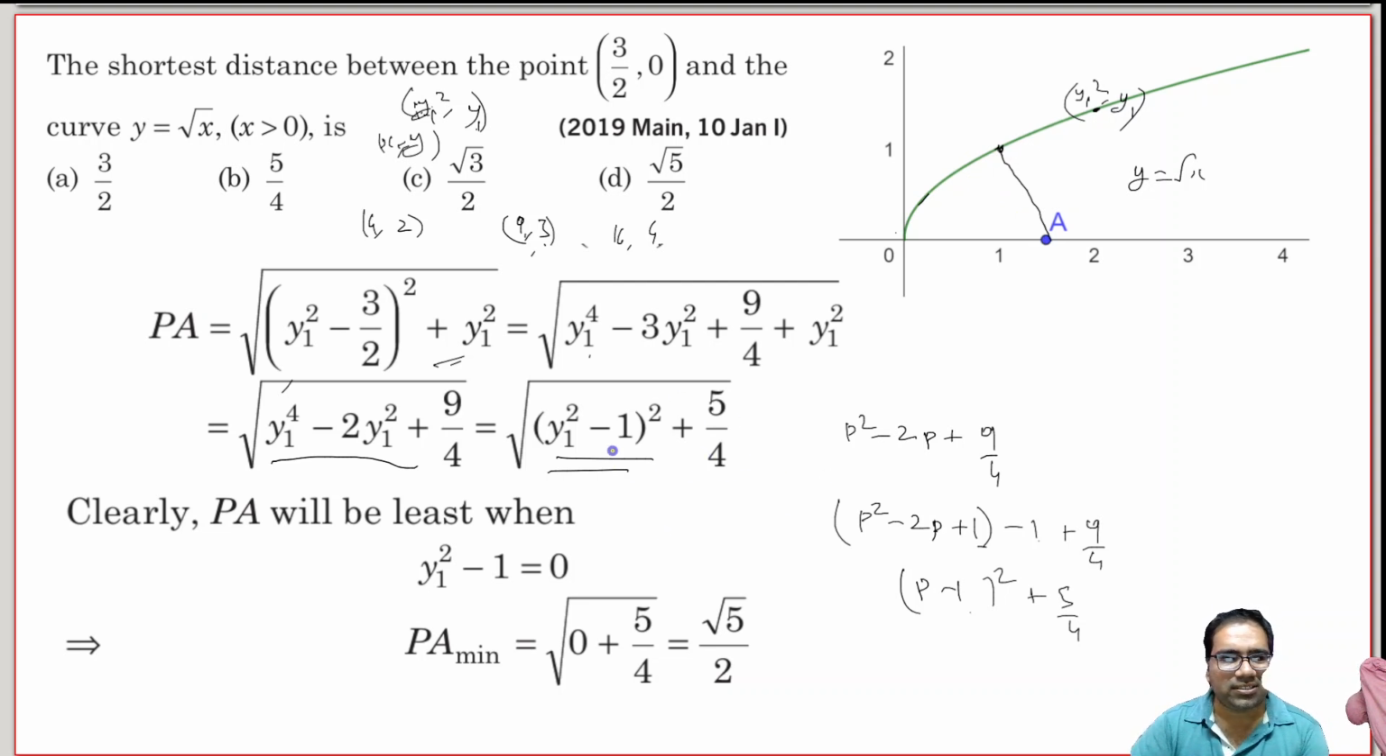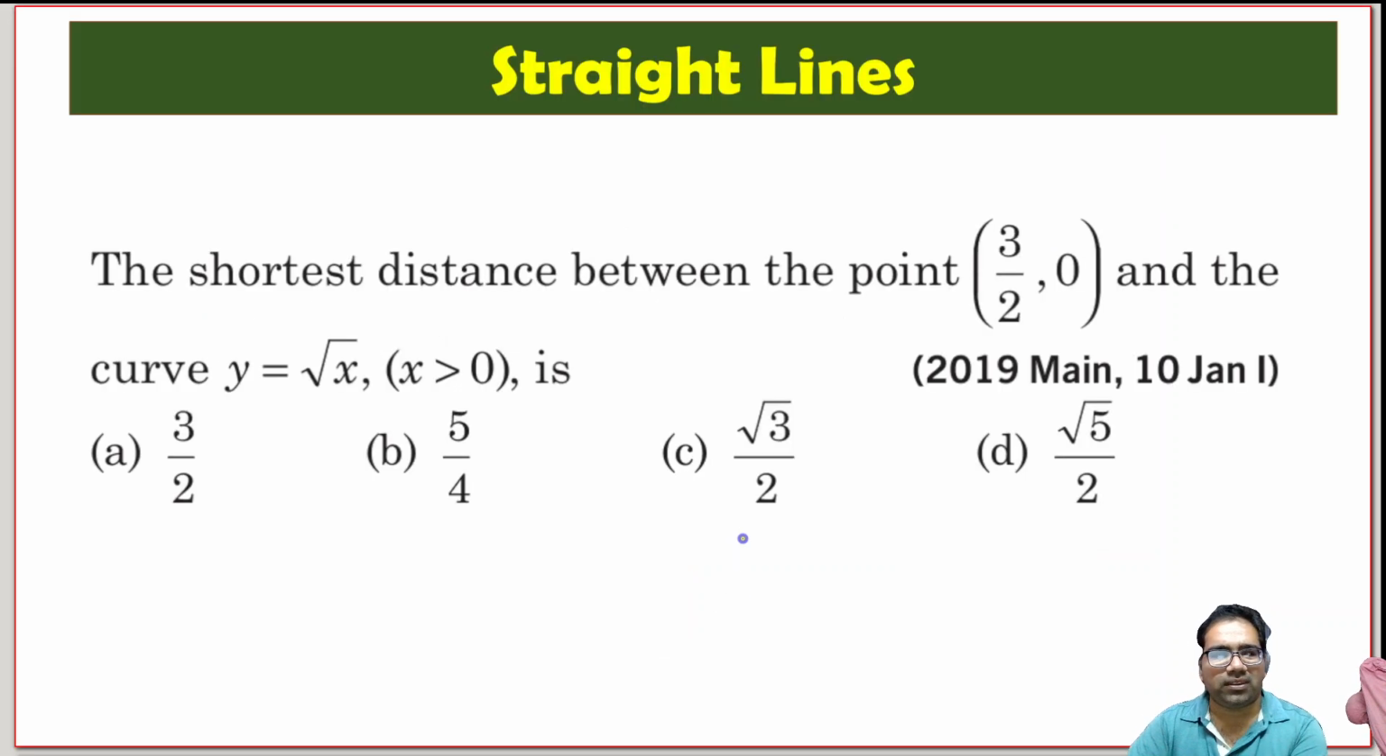So what is the shortest distance? When this is 0, root of 5/4. That is root 5 by 2. That is the correct answer. Root 5 by 2, this is the correct answer.